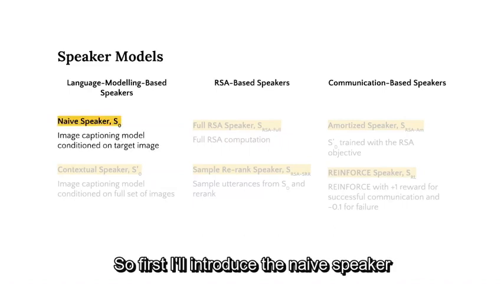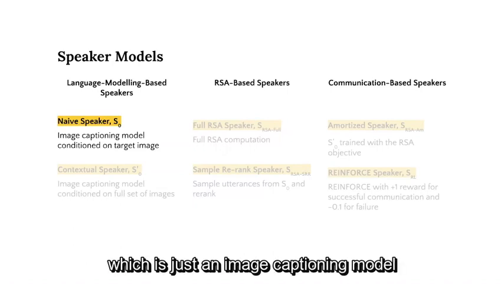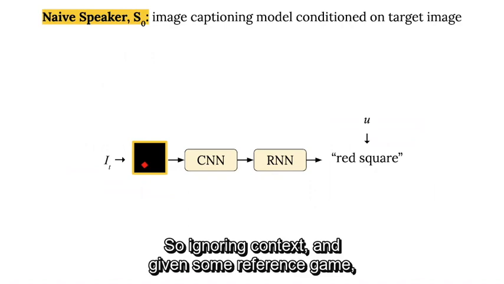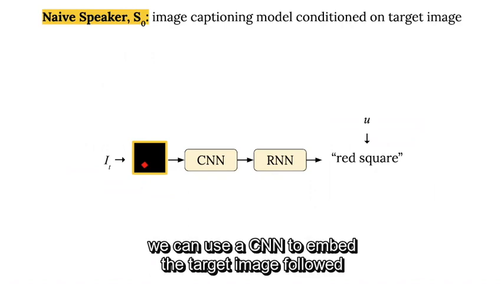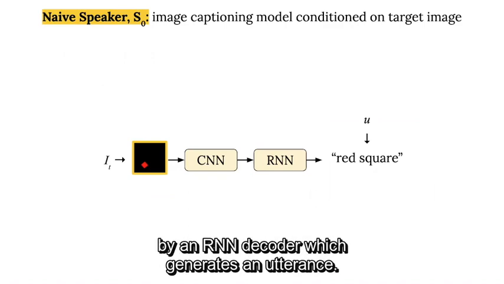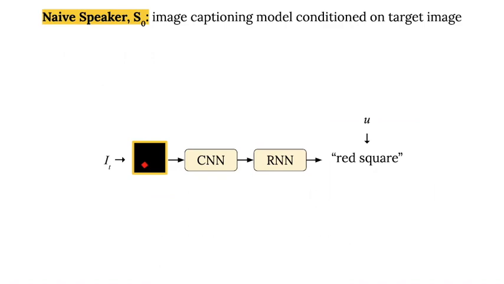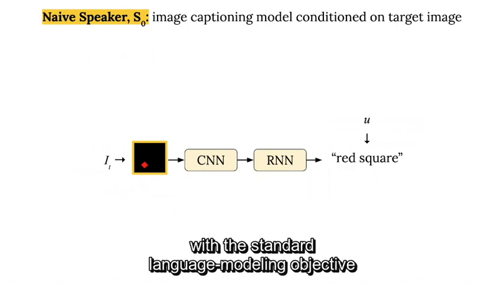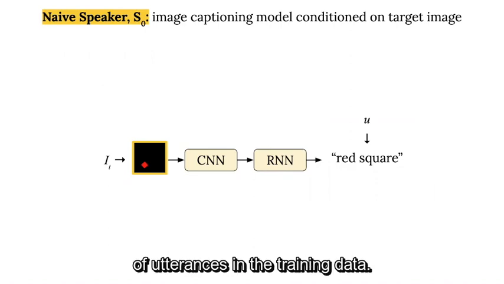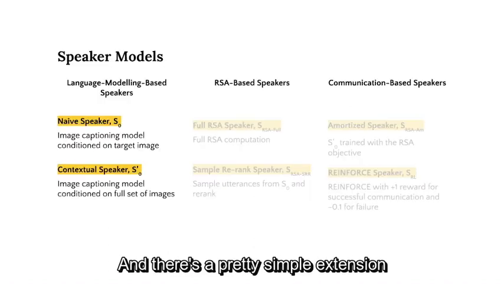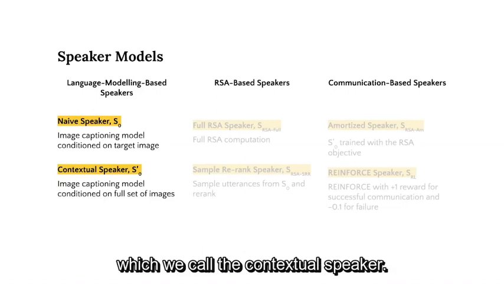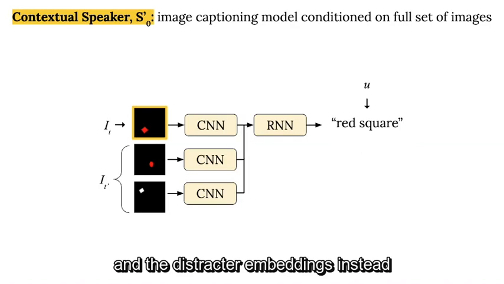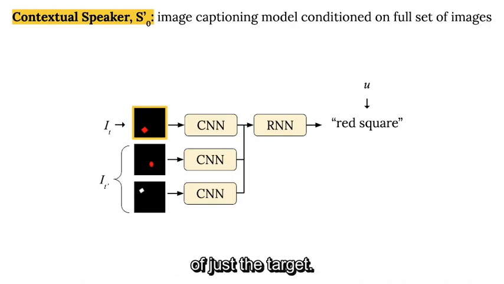So first I'll introduce the naive speaker, which is just an image captioning model that produces a sentence given some image. So ignoring context and given some reference game, we can use a CNN to embed the target image followed by an RNN decoder which generates an utterance. And then this model is trained with the standard language modeling objective to maximize the probability of utterances in the training data. And there's a pretty simple extension of this naive speaker, which we call the contextual speaker. And here we condition our RNN on the target and the distractor embeddings instead of just the target.